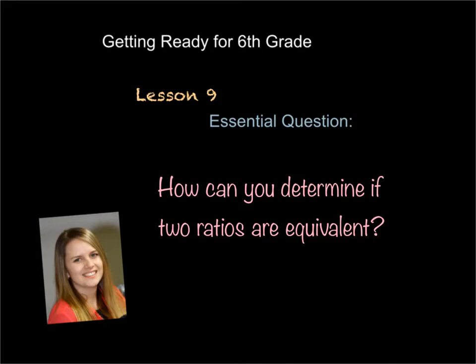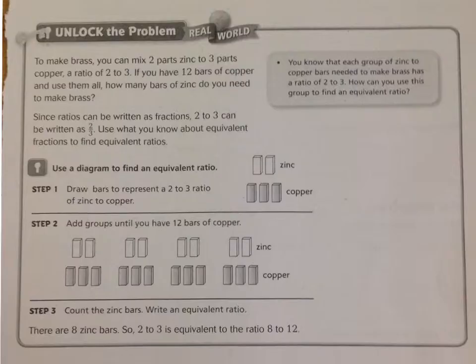Getting ready for 6th grade lesson 9, essential question: How can you determine if two ratios are equivalent? Unlock the problem. To make brass, you can mix 2 parts zinc to 3 parts copper, a ratio of 2 to 3. If you have 12 bars of copper and use them all, how many bars of zinc do you need to make brass?